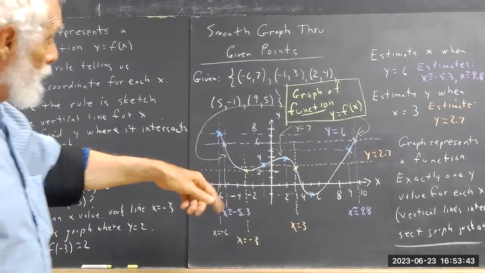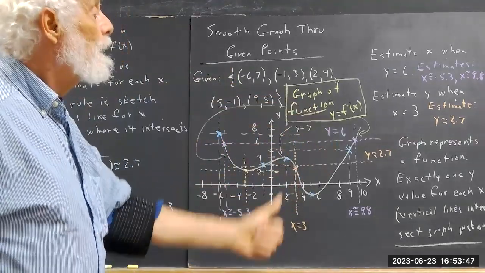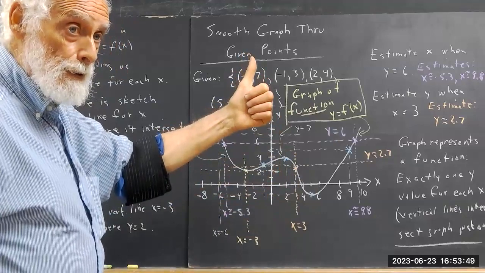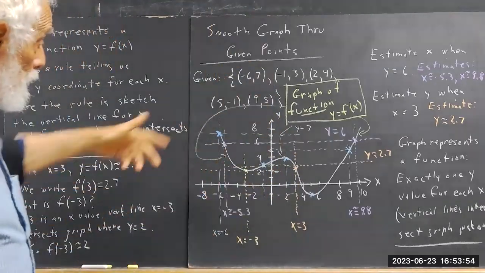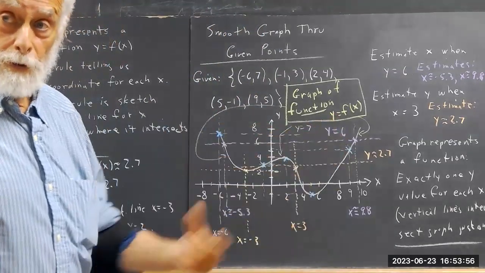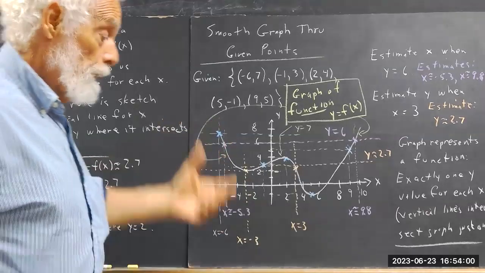And since every vertical line that you could draw on this graph intersects the graph at just exactly one point, then this graph does represent a function. It's an important idea. A little bit more formally defined in your textbook, but there's the idea.